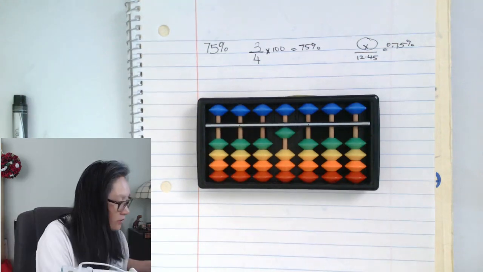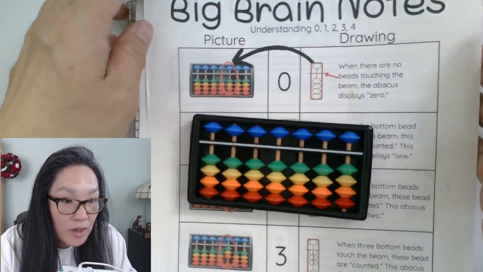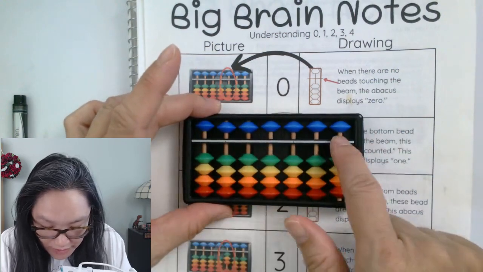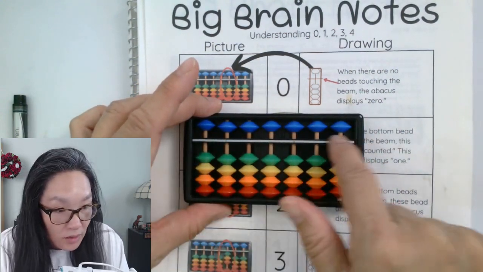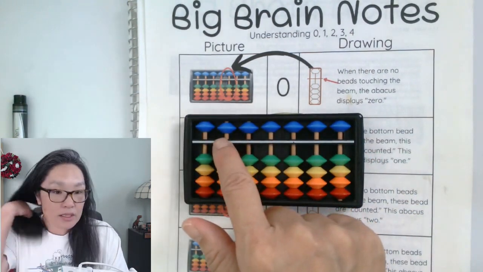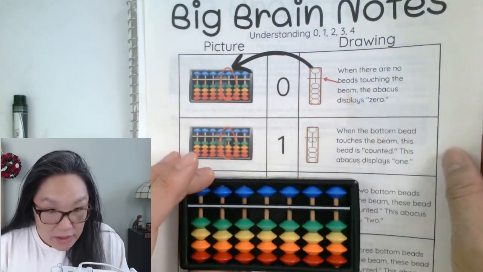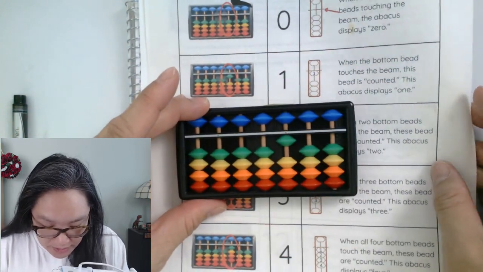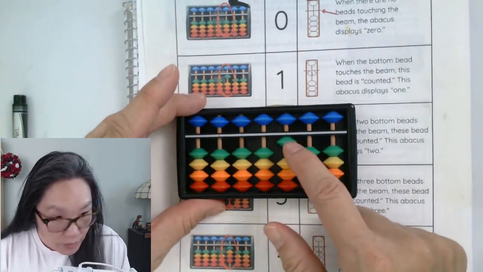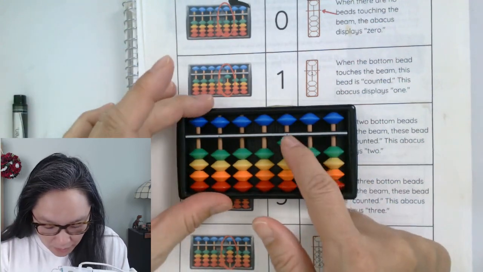Oh, yeah, this is good. Okay, so let's start over. The first thing we're going to do is understand how to read the abacus. Welcome, everybody. This is 0. When this is 0, that means none of the beads are touching the horizontal bar. Because none of the beads are touching the horizontal bar, this is considered 0. When we do this, that is 1. How do I know? Because the bead is touching the horizontal bar.